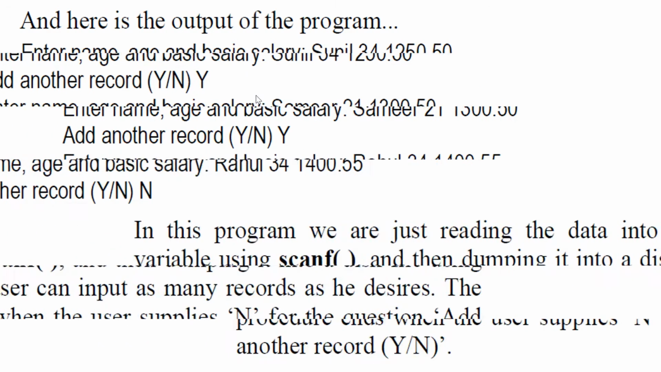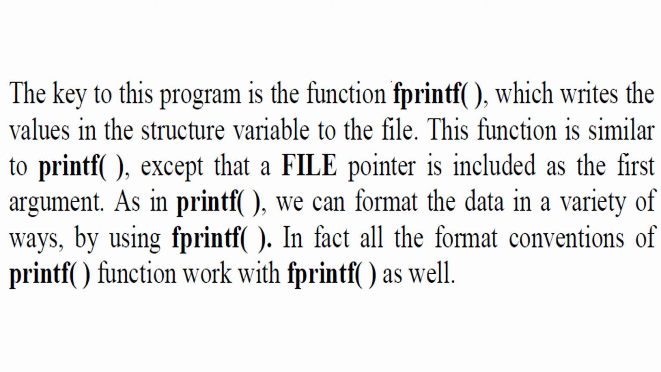So the key of this program is fprintf, which is writing the values in the structure variable to the file. This is similar to printf, except the file pointer is included as the first argument. As we have seen, in fprintf the first argument is fp. As in printf, we can format the data in a variety of ways. As in printf we can have a format specifier, we can have format specifiers in fprintf also.